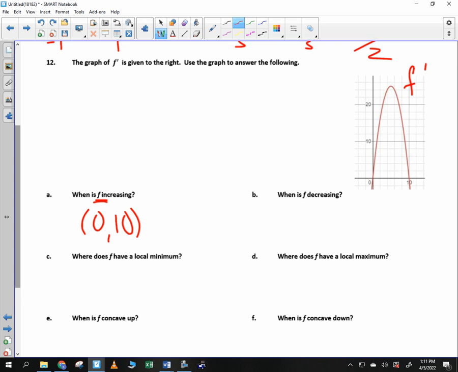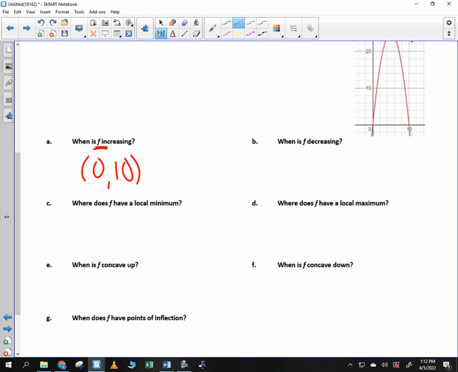You will get at least 4 questions about this on the AP exam. This is probably the most critical content. Okay? You've got to be able to read and interpret the graphs, folks. So, when is f decreasing?